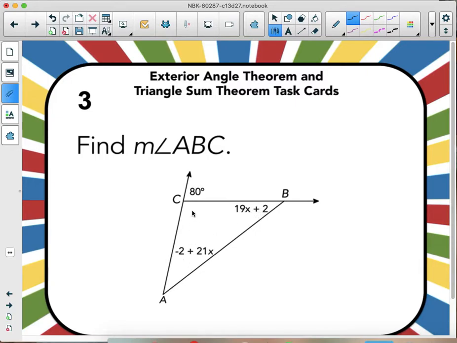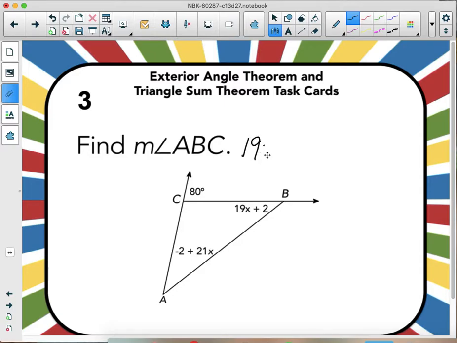Again, here I look inside my triangle. I don't have all three angles, so I'm not going to be adding them up and setting them equal to 180. So it's not my triangle sum theorem. I do have an exterior angle out here. The two angles inside, our interior angles here, are our remote ones because they're not right next to that 80. So I'd have my exterior angle theorem. Again, it says my remote interior angles added together.